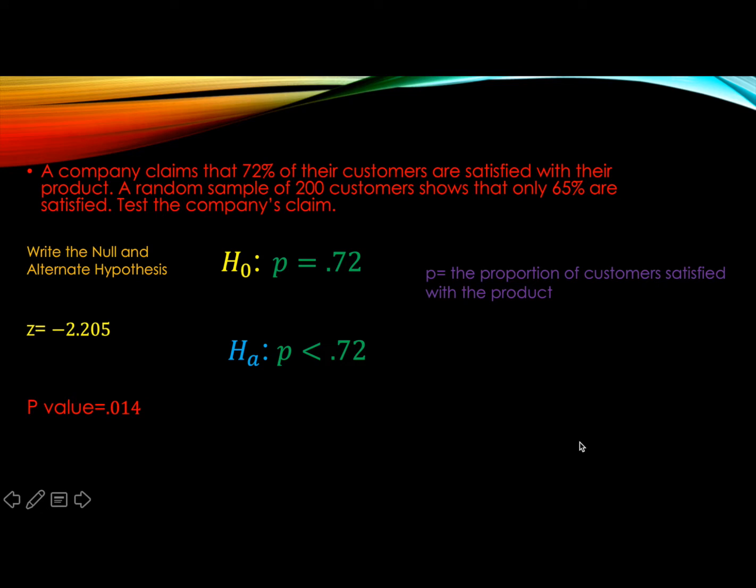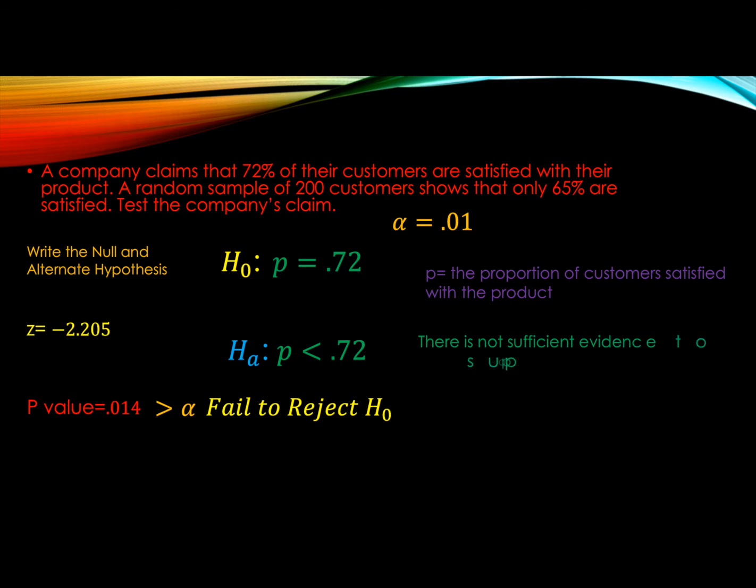Now, what would happen if we made our alpha level 0.01? 0.014 is greater than our alpha, so that means we fail to reject the null. We don't ever want to say we fully accept the null because we don't have enough evidence to do that. The only difference between the sentences is now there is not sufficient evidence to support the claim.